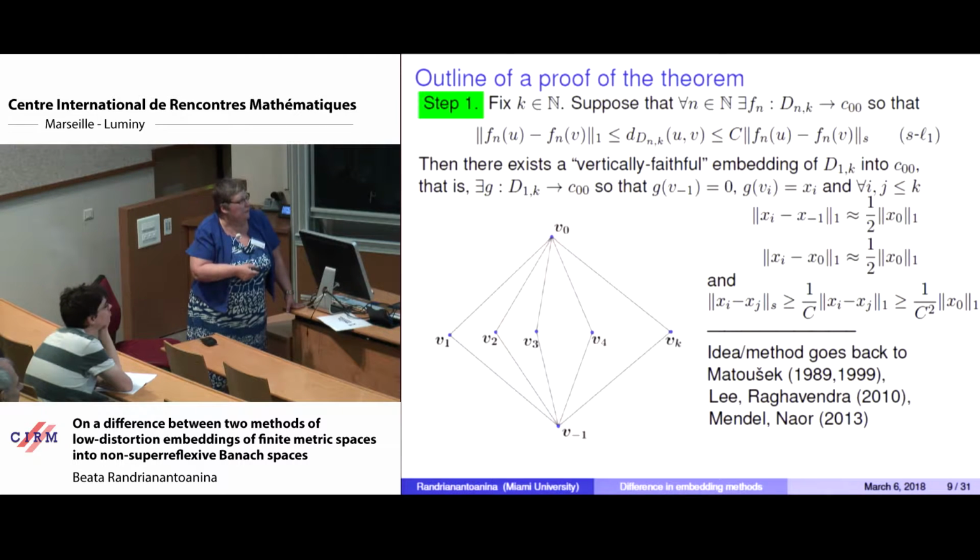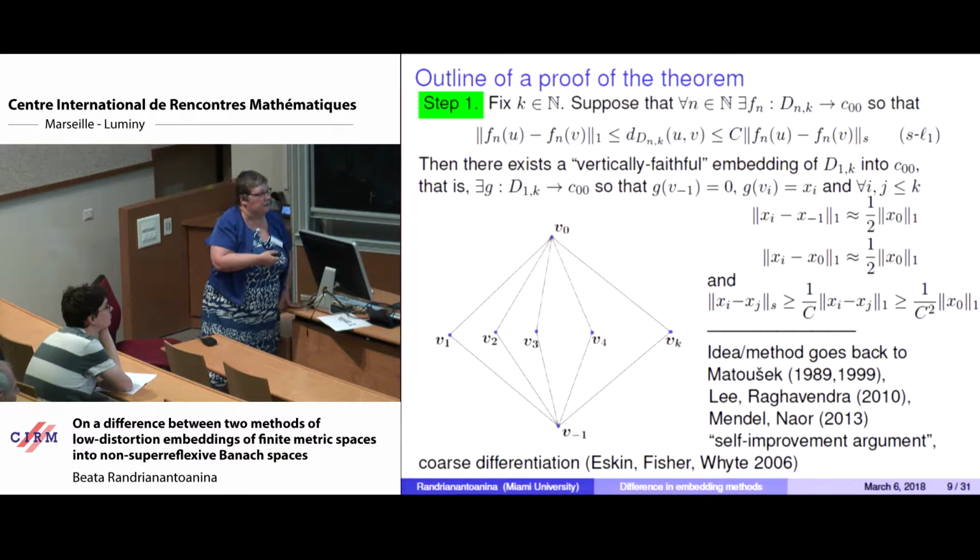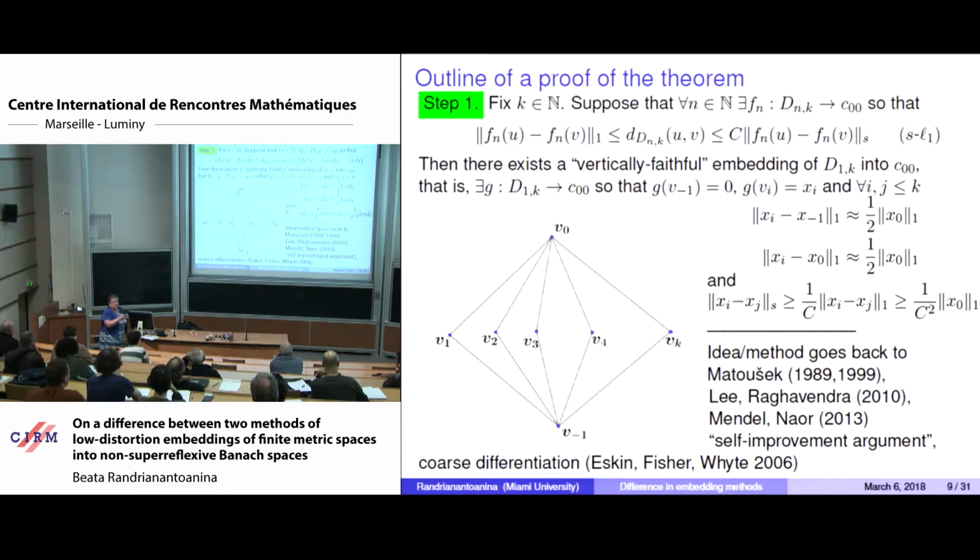And it was used by Lee and Raghavendra in 2010 and then Mendel and Naor in 2013. And this is, by now, the very standard self-improvement argument, or Lee and Raghavendra refer to it as coarse differentiation, which was introduced by Eskin, Fisher, and Whyte in 2006. And it's also used by Cheeger and Kleiner. And so this is a very standard step.